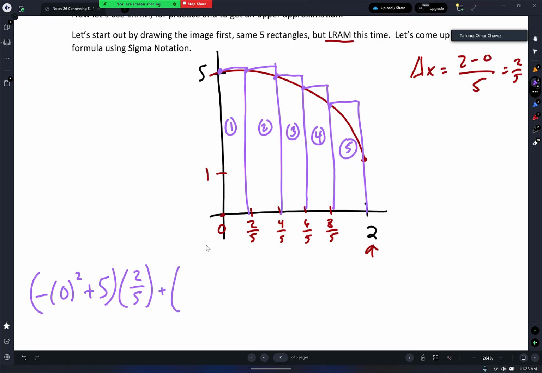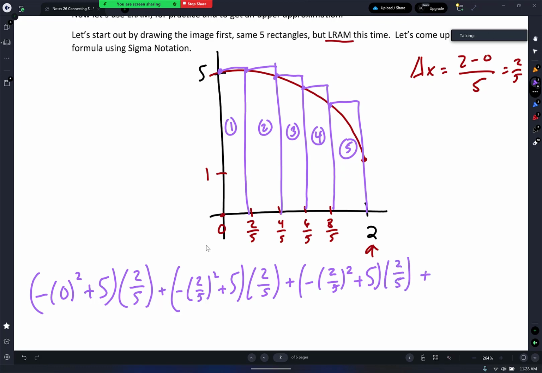Plus the second rectangle, 2/5 squared plus 5 times 2/5. Plus 2/5 squared plus 5 times 2/5. Plus, yes, that's 4/5. I did that on purpose. No, that was not on purpose. I had a brain fart. Negative parenthesis 6/5 squared plus 5 times 2/5.